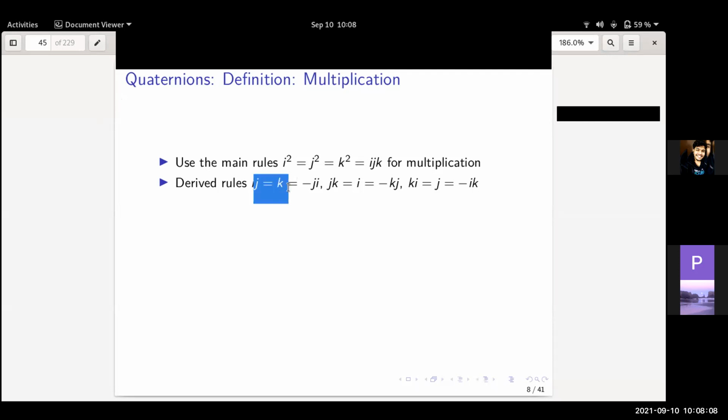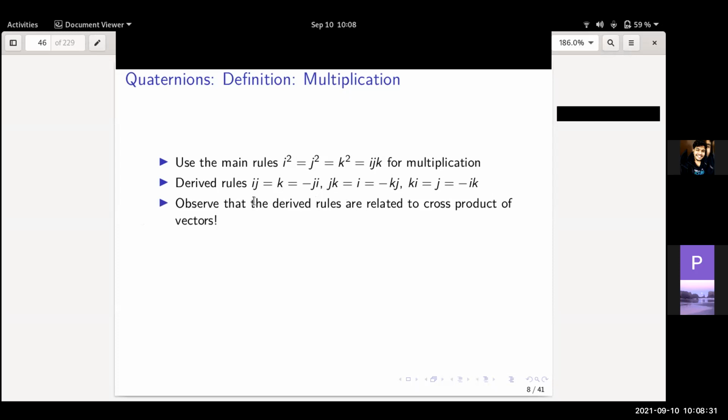So this itself shows that quaternion multiplication is not commutative. This is from the given rules, okay? Multiplication is not commutative. Similarly, all other interactions between the i, j and k are defined as given in the second bullet. So you should observe that.